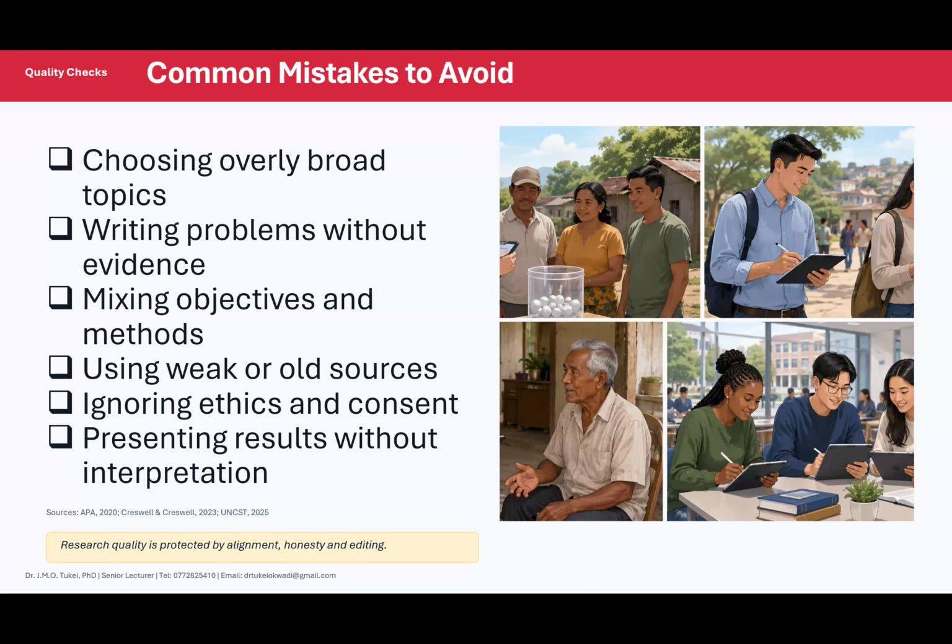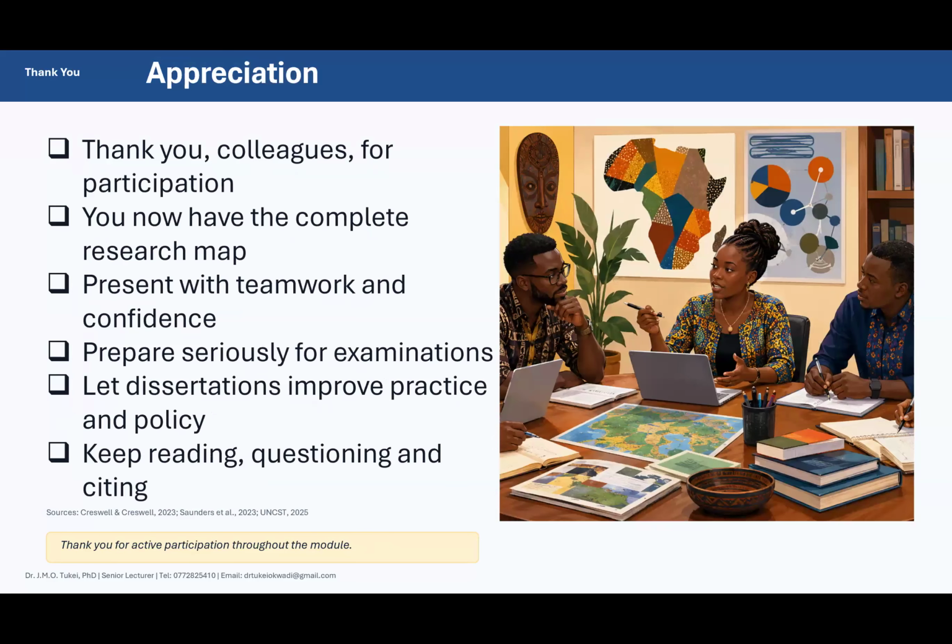You will want to go to the platform, they will have closed it. You cannot see anything because the e-learning officers are here, they are listening. Colleagues, the key message here is alignment, ethics, evidence, and careful revision protects research quality. That's what you ought to understand.